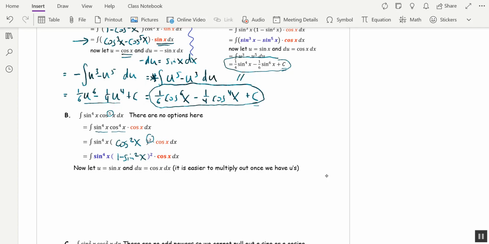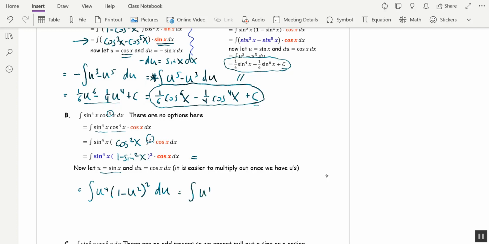I could multiply all this out now, but it would be a big long mess. So instead what I'm going to do is do my u sub right now, then I'll multiply it out. So I'm going to let u equal sine x, and du is cos x dx. So this is the integral of u to the fourth times 1 minus u squared, squared du. Okay, now I have to multiply all this out before I can integrate.